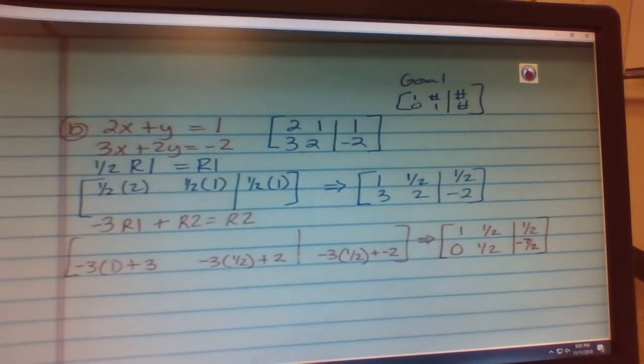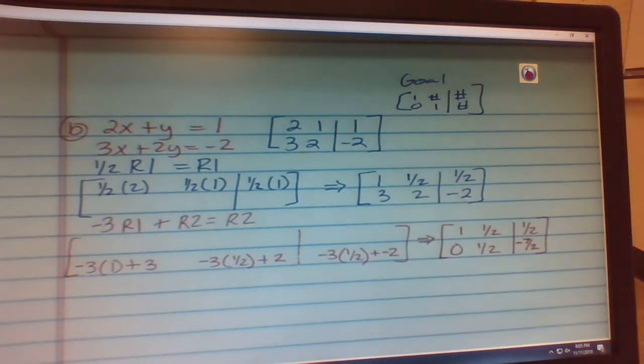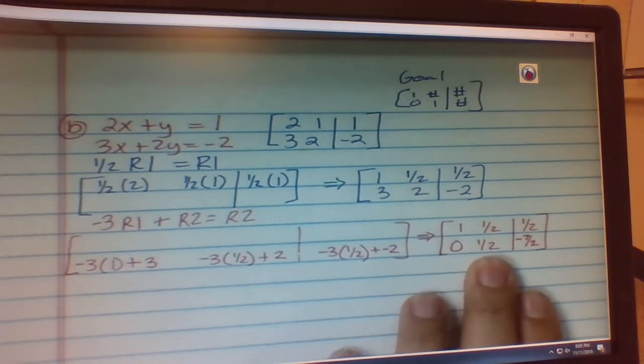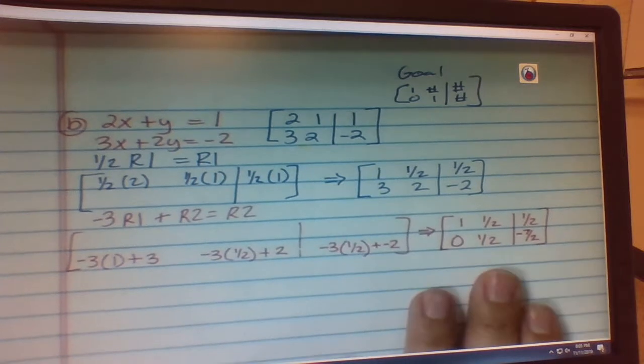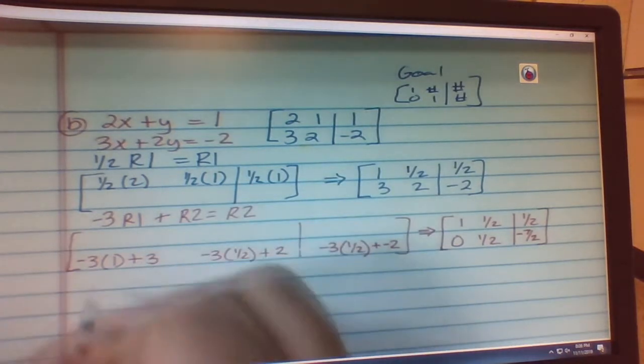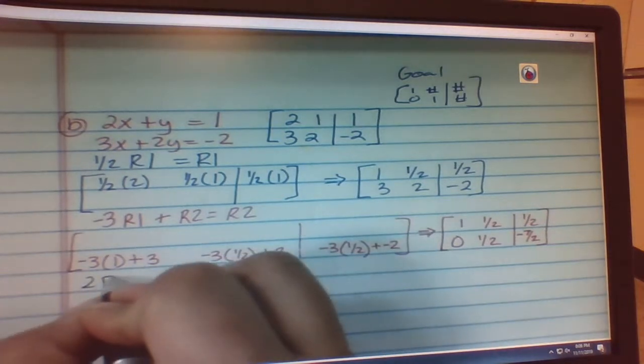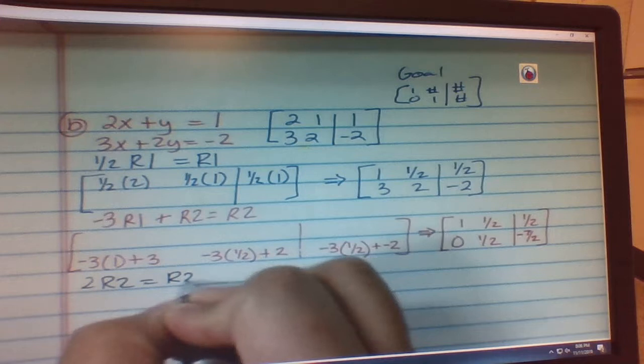All righty, so I got my 1, I got my 0. Now I have to make who? Who's my next job? The 1/2 in the bottom has to be a 1. And how do we make that? Multiply by the reciprocal. And who's the reciprocal of 1/2? 2. So what row are we multiplying times 2? Row 2. Very good. 2 times row 2 equals my new row 2.